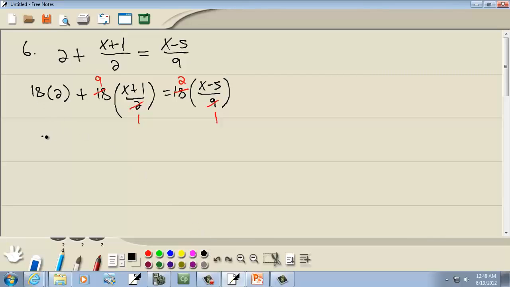So I got 18 times 2 gives us 36, plus 9 times x is 9x, and 9 times 1 gives us 9. That's the distributive property. And over here, 2 times x is 2x, and 2 times negative 5 is negative 10. Now at any step, combine together numbers. So over on the left side, I got 36 plus 9 gives us 45.